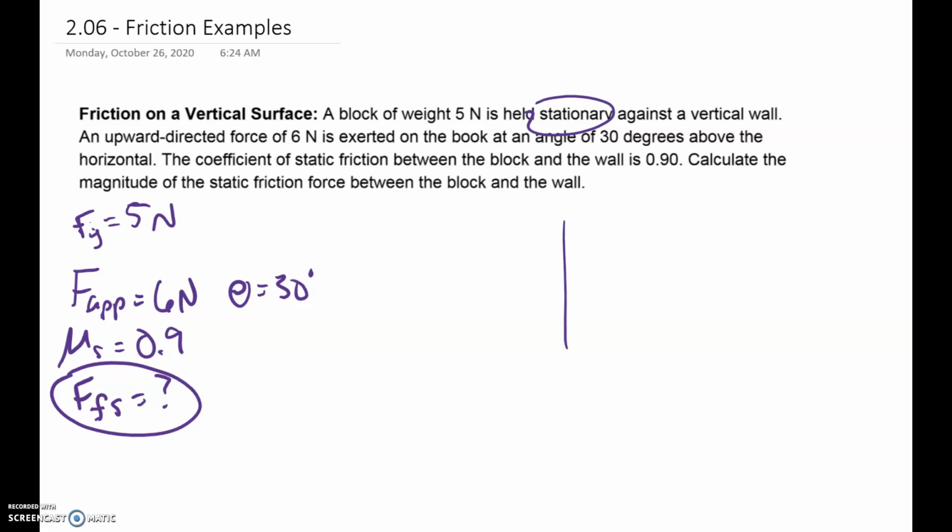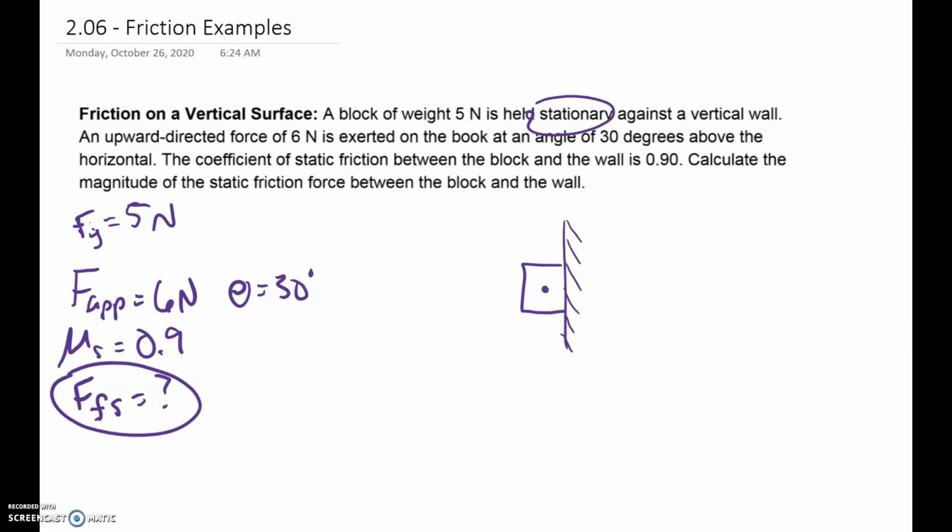Because we have a wall here. So a lot of times walls are depicted with like this kind of diagonal slash line just to signify that it's stationary, not really involved in the problem. Alright, so there's our block. It's held against the wall, so maybe if I draw a free body diagram, I'd have a dot here.